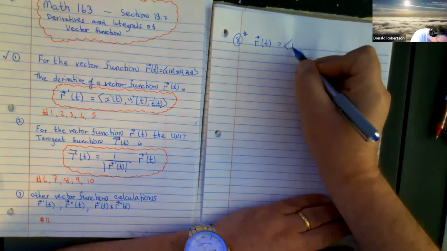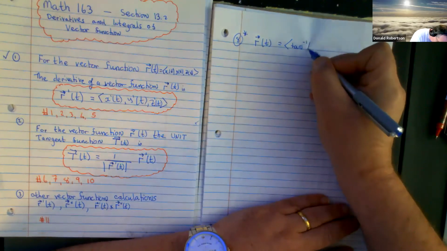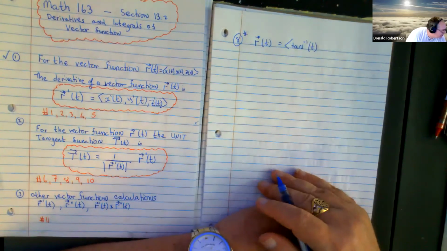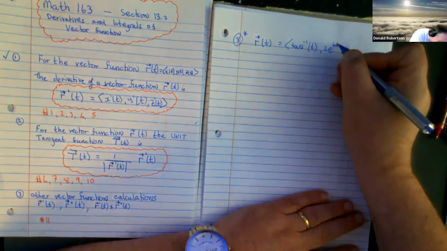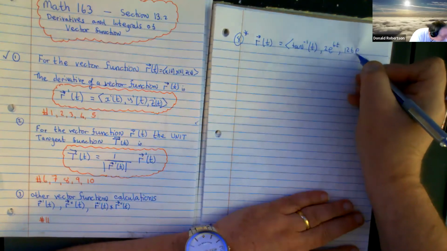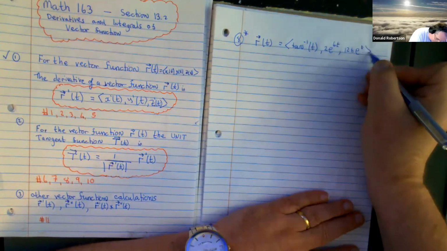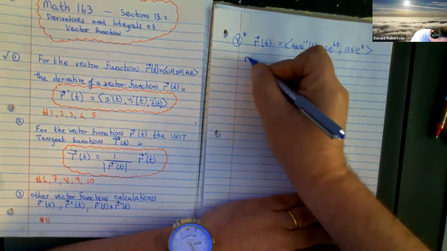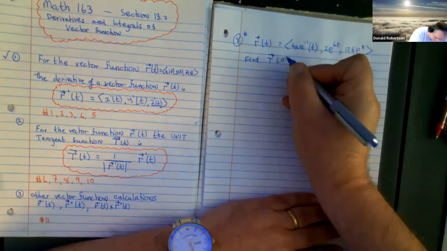So question 8 is the one I've decided, or at least one like it. I chose it because it's ugly, because the others were like 3t cubed and 4t squared. You could do them in your sleep. So this is the space curve, and we're being asked to find the unit tangent vector at t equals 0.